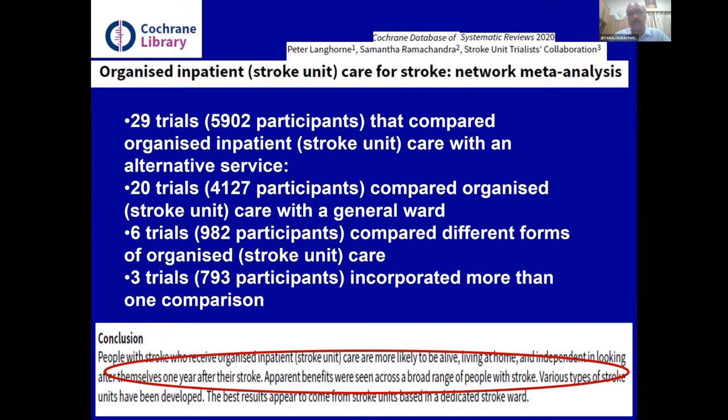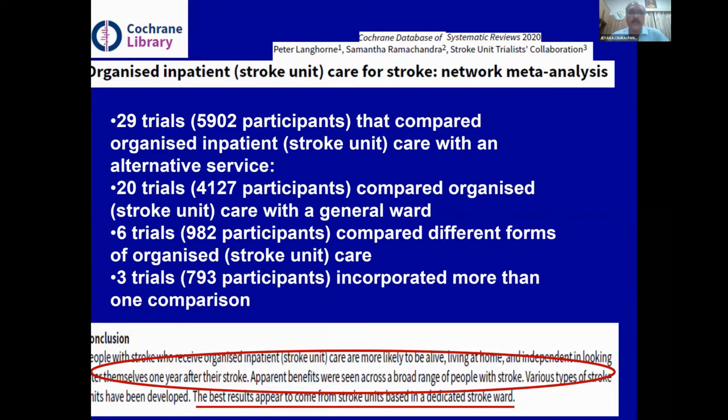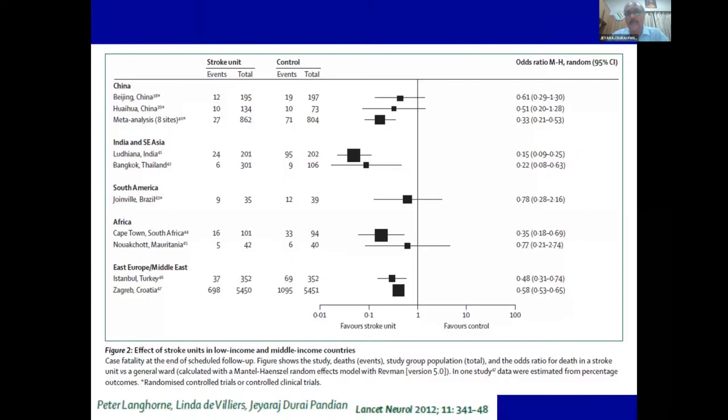So are stroke units effective in less wealthy areas? This is one of the meta-analyses of studies done in low and middle income countries looking at the mortality reduction in patients who are managed in a stroke unit versus stroke patients who are managed in a medical ward. There's a huge reduction in mortality in patients who are managed in a stroke unit.